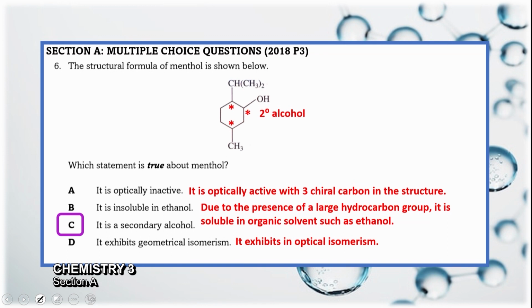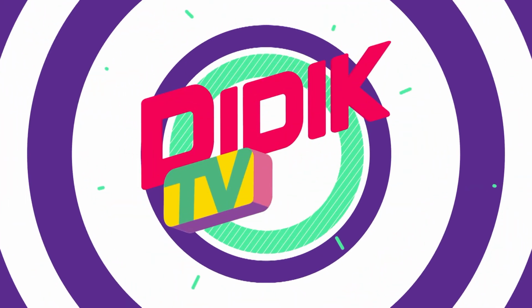And then why is A wrong? Because once you have chiral carbon, you are optically active. And then due to the presence of a large hydrocarbon group in menthol, it is soluble in organic solvents. So that is wrong for B. And then D, since menthol contains chiral carbon, it will show optical isomerism, not geometrical isomerism.